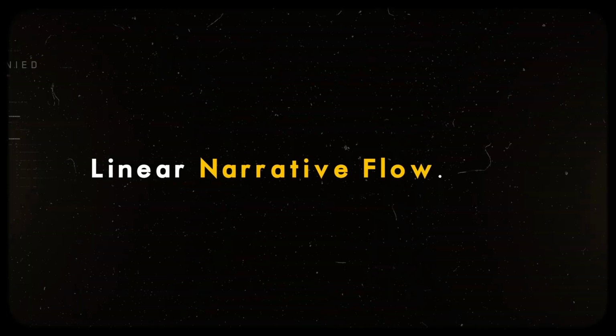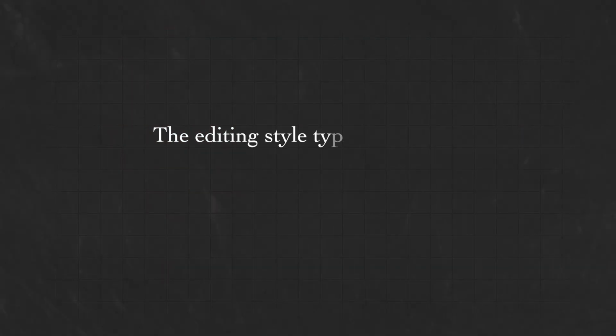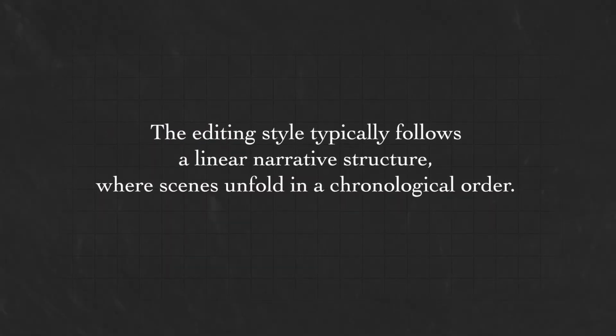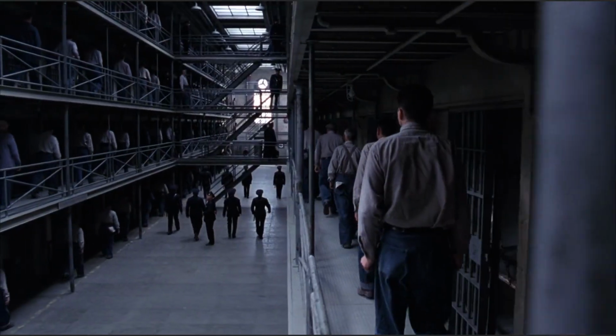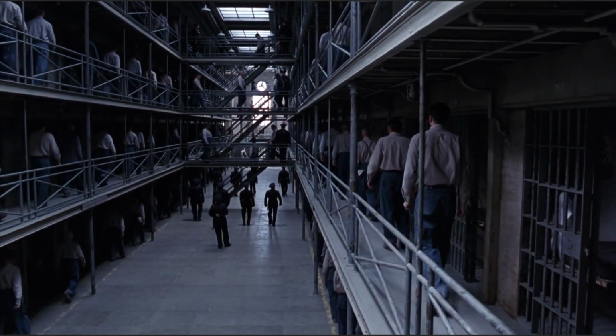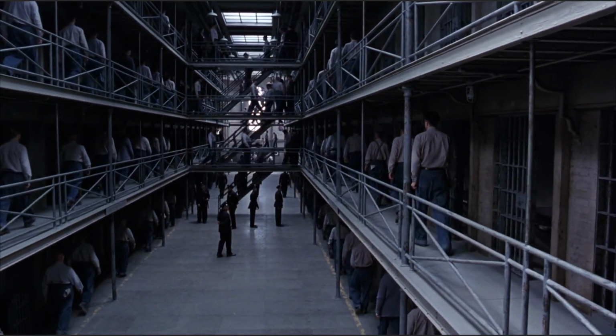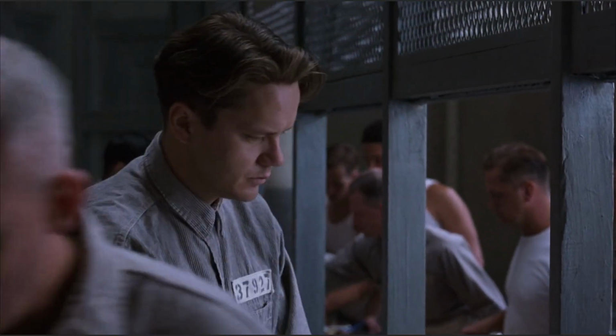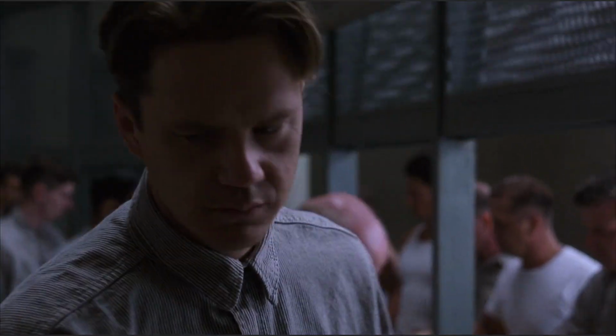Linear narrative flow. The editing style typically follows a linear narrative structure, where scenes unfold in a chronological order. This means the story progresses in a logical sequence, cause and effect relationships are clear, and flashbacks or flash-forwards are used sparingly and strategically to avoid confusing the audience. Classical cutting excels at establishing a clear cause and effect relationship between scenes, allowing viewers to anticipate upcoming events based on the information presented earlier in the film.